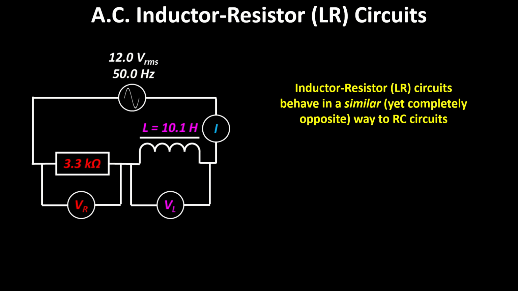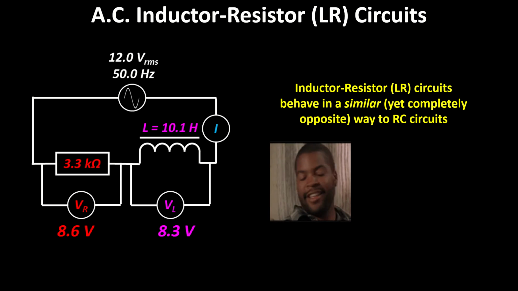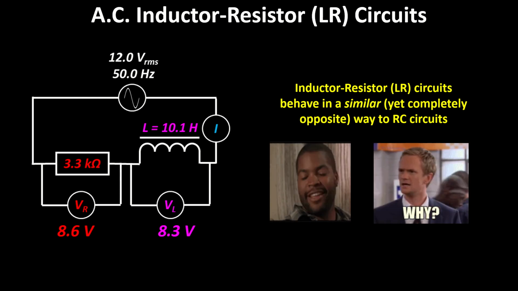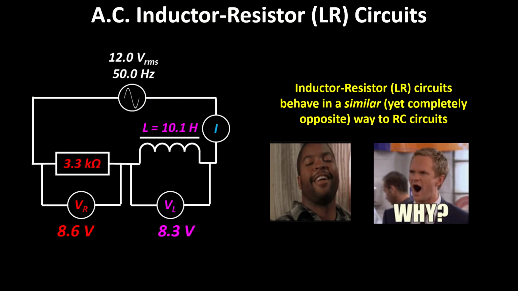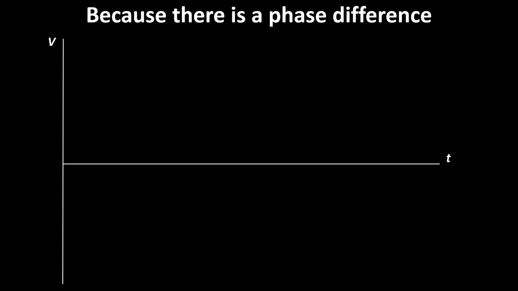So for example, if we measured the voltages in a circuit like this, we would get the same values if we had that particular value of inductor in there, okay? Which leads us to the same sort of surprise: we're using more voltage than we're putting in there. It seems weird. Why is that happening? Because there's a phase difference again, okay?